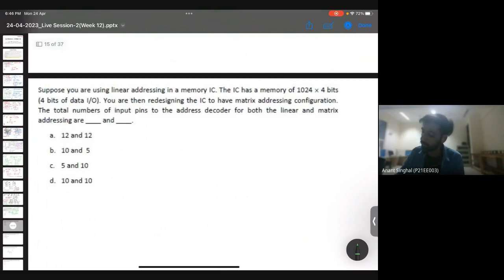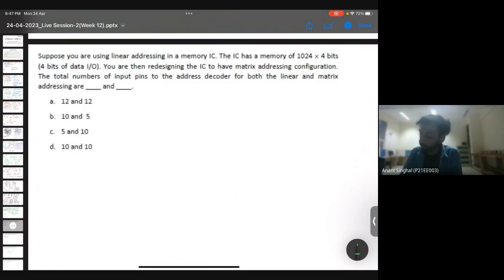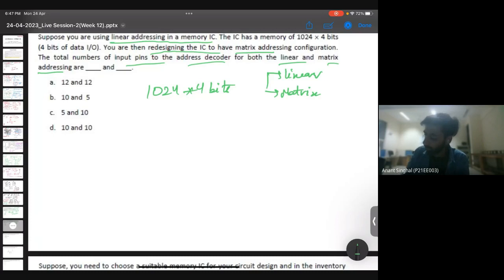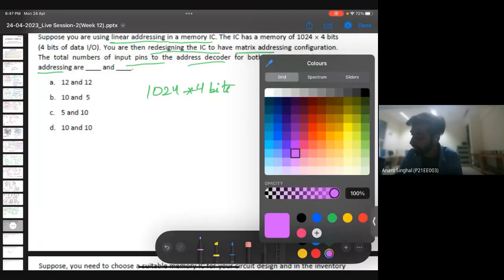Okay, so it says that we are using linear addressing in a memory IC, and the IC has a memory of 1024 cross 4 bits. Then we need to redesign the IC to have matrix addressing. So we have two types of addressing. One is linear in the question and one is matrix. The total number of input pins to the address decoder for both linear and matrix addressing are, so we'll first calculate for the linear. So I'll write certain formulas that we require in this.